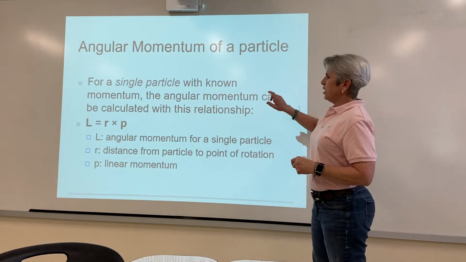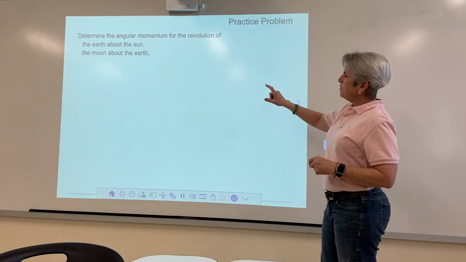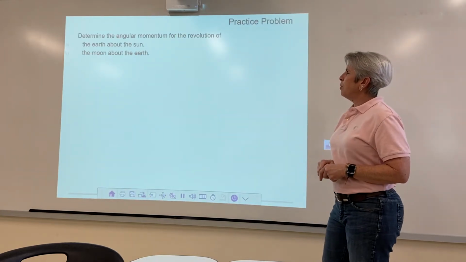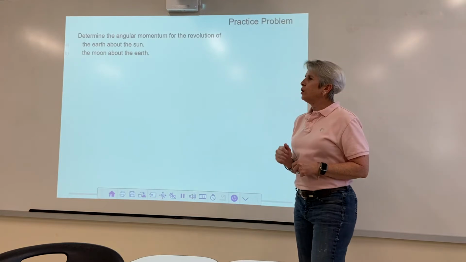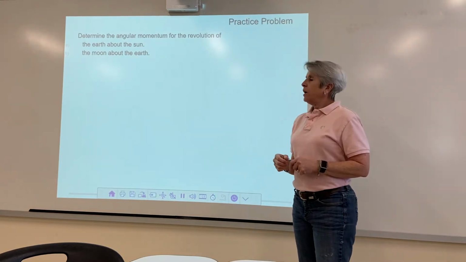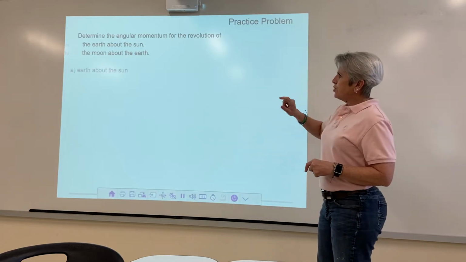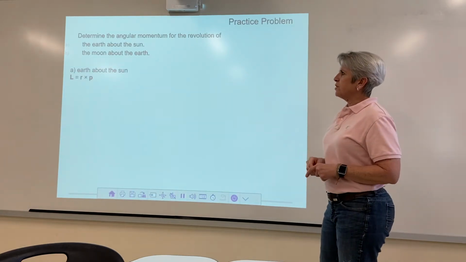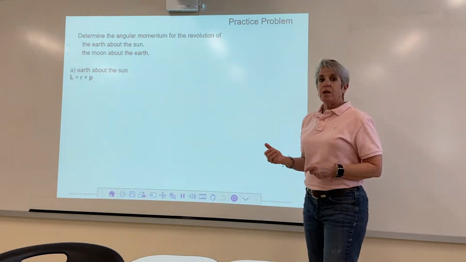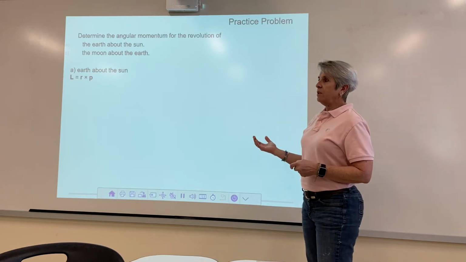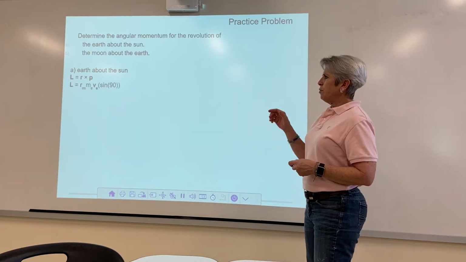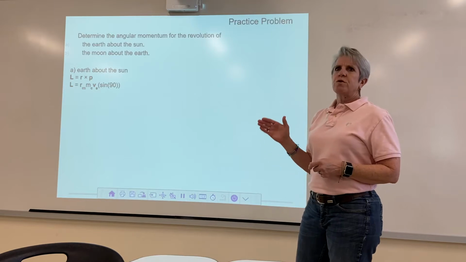So let's take a look at an example problem. It says, determine the angular momentum for the revolution of the Earth around the sun and for the revolution of the moon around the Earth. First, let's talk about the Earth going around the sun. To find angular momentum, L, we need radius and we need linear momentum. That would be the radius from the Earth to the sun.